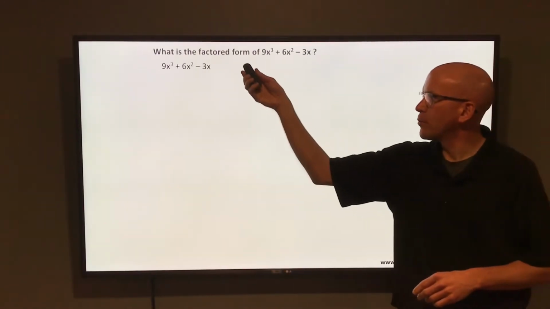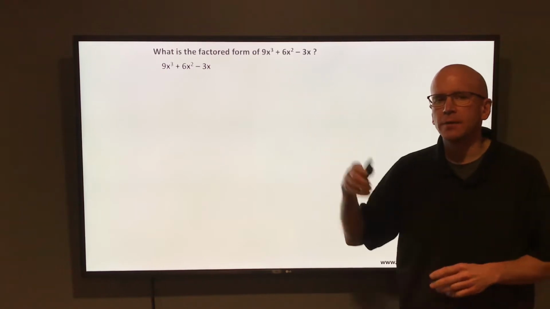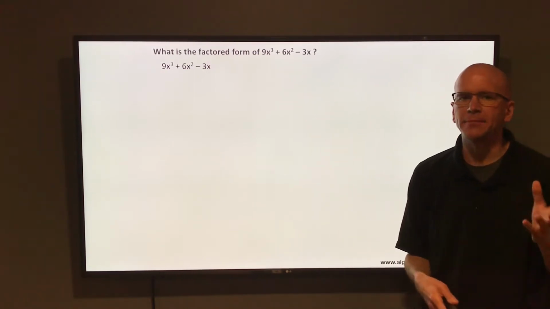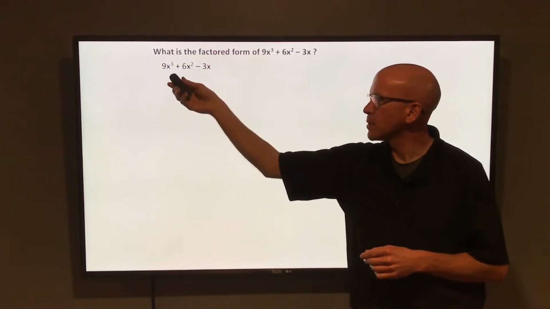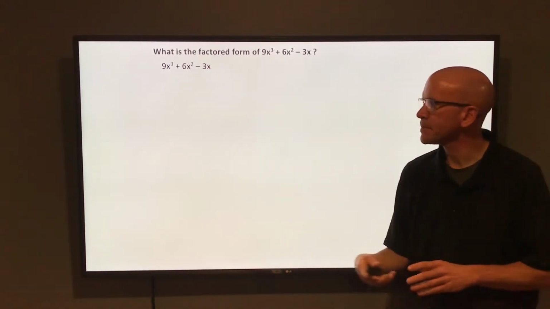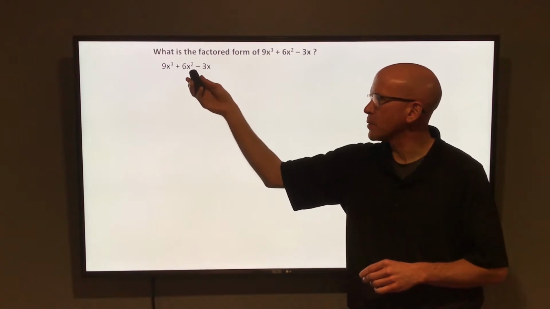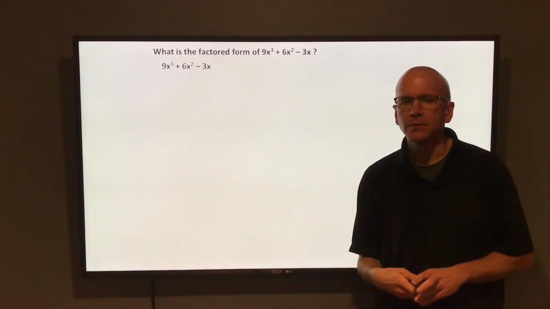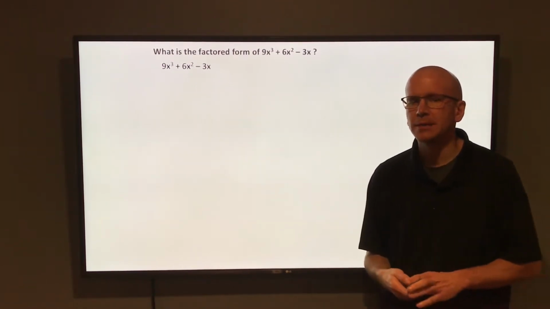What is the factored form of 9x to the third plus 6x squared minus 3x? Always look for a common factor that you can factor out. So look at the 9, the 6, and the negative 3. 3 would be a common factor to those three. And the x to the third, the x squared, and the x is a common factor there. So the common factor of those three terms is 3x.